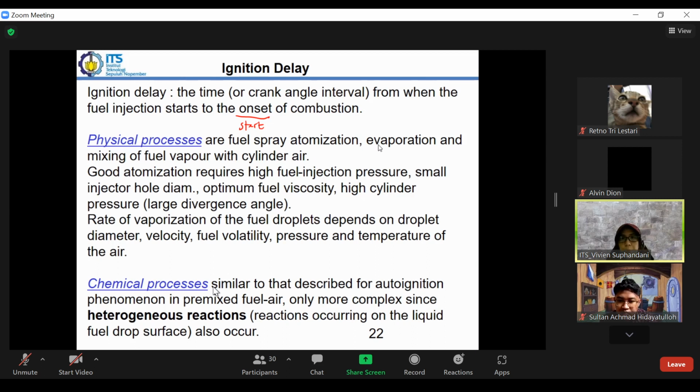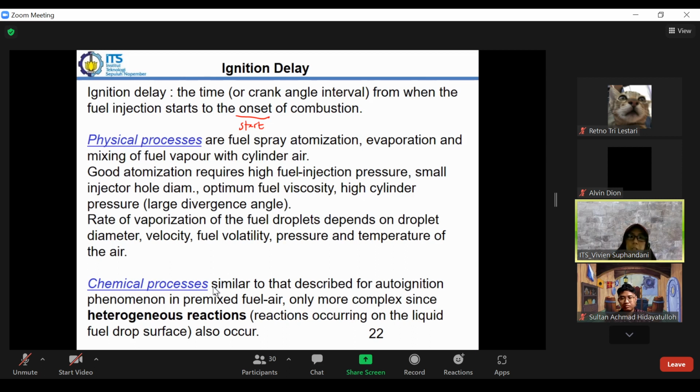And the rate of vaporization, the second factor here, depends on the droplet diameter. The droplet diameter will depend also on the structure or the shape of the injector, and also the velocity, the fuel volatility, how easy it is for the fuel to be vaporized and to be burned, and the pressure and the temperature of the air. Of course, if you have higher pressure and higher temperature, that will be easier to be evaporated.